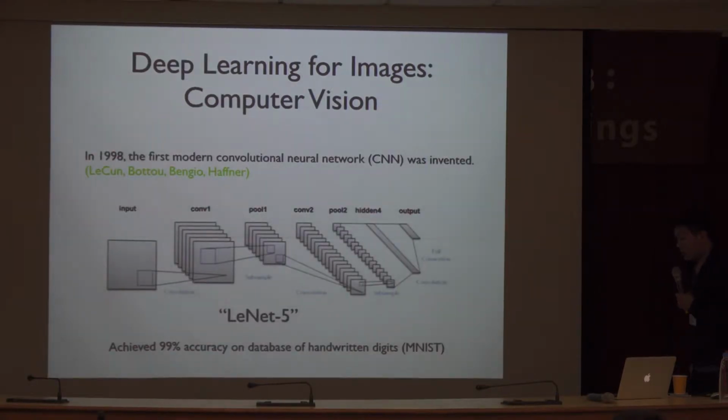In today's talk I'm going to focus on image recognition. Just a bit of history, in 1998, the first modern convolutional neural network was invented by these people, and it consisted of a number of layers called convolutional layers, and also something called pooling layers, and then finally some fully connected layers.